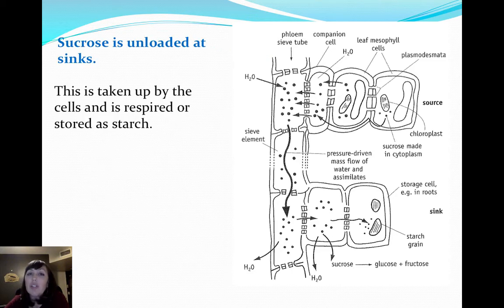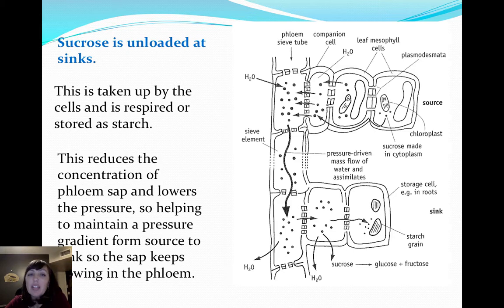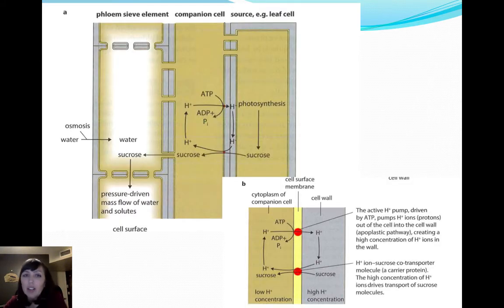Okay, sucrose is unloaded at sinks. So this is taken up by the cells and is respired or stored as starch. And this reduces the concentration of phloem sap and lowers the pressure. So it helps to maintain a pressure gradient from source to sink so that the sap continues to flow in the phloem. Okay, and so here is a picture from your book.